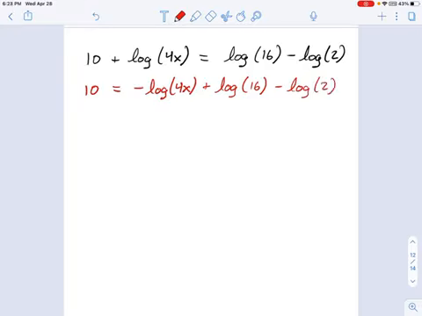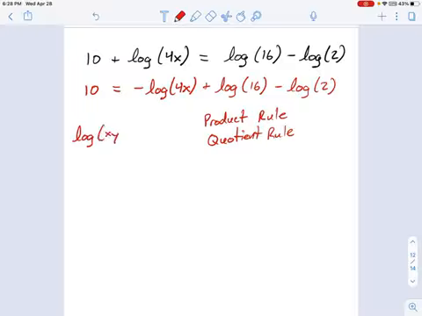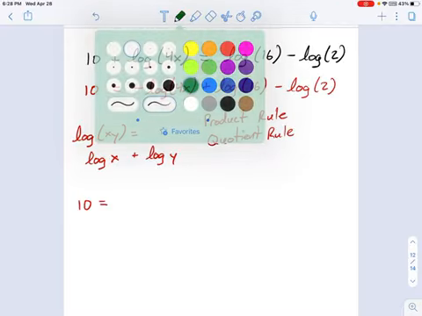Well, remember the basic properties of logs called the product rule and the quotient rule. We're going to use these to rewrite this equation. What these things say is basically this: if you have the log of x times y, that's equal to the log of x plus the log of y. So let's see how we can do this. I'm going to say 10 equals, and now let's take these things in turn.